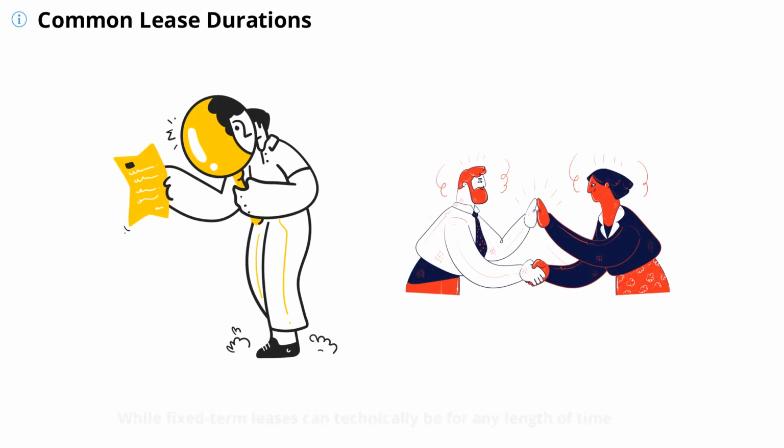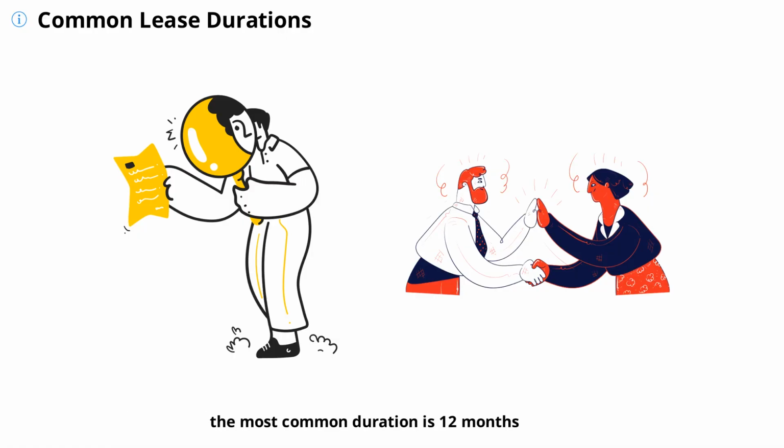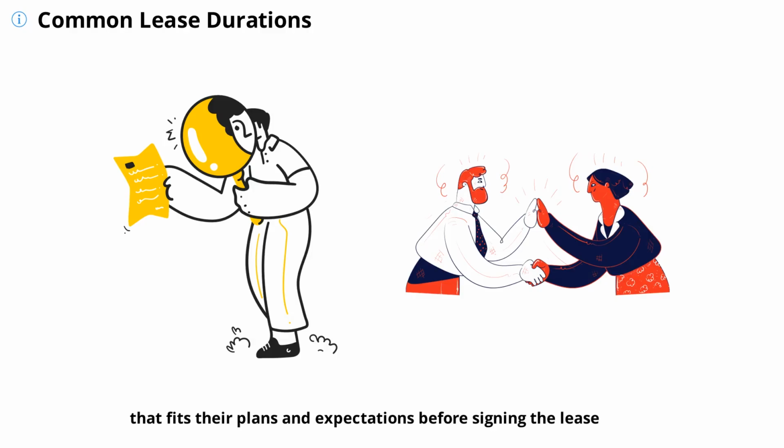While fixed-term leases can technically be for any length of time, the most common duration is 12 months. Some leases might be as short as 6 months or as long as several years, depending on the needs of the tenant and landlord. Shorter leases offer more flexibility, while longer leases provide greater stability. It's important for both parties to agree on a duration that fits their plans and expectations before signing the lease.